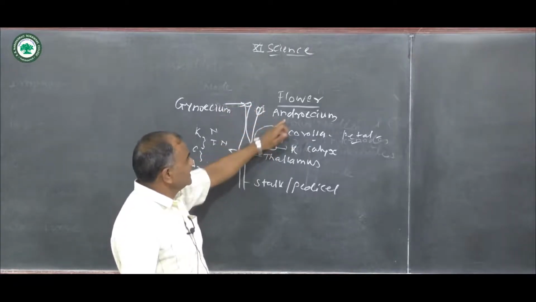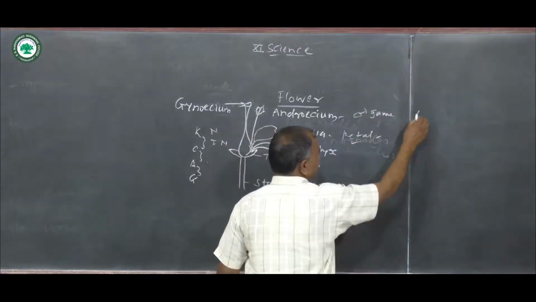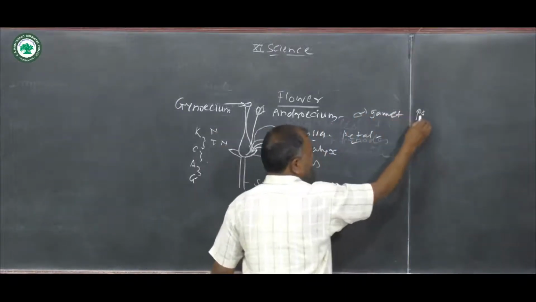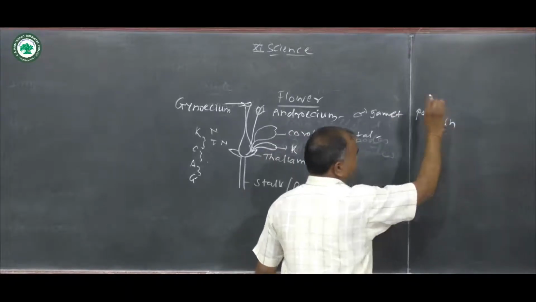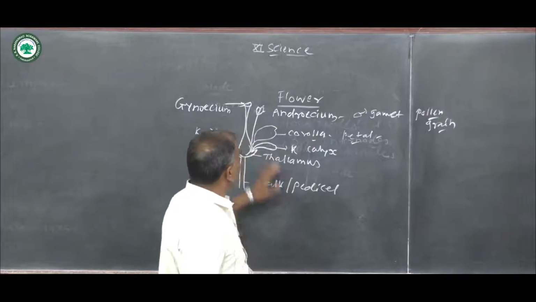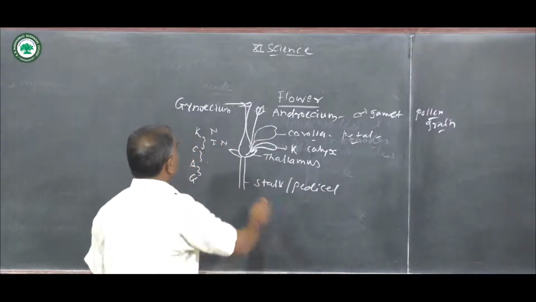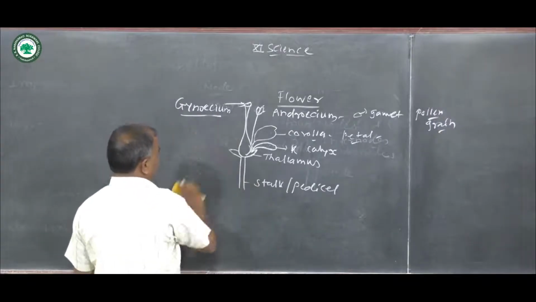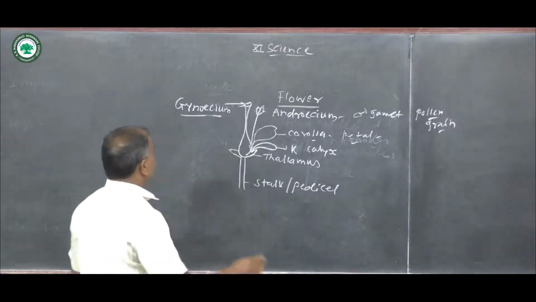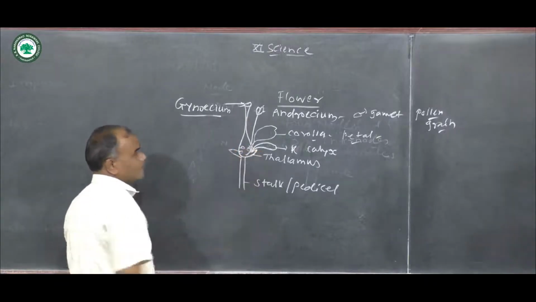Next to it is the androecium, the male part. They contain the male gametes, that is pollen grains, so it is known as the androecium. And the central part, the fourth whorl, is the gynoecium. The gynoecium is the female reproductive part, and contains the ovule, that is the seed.